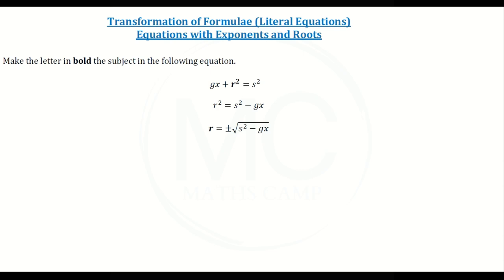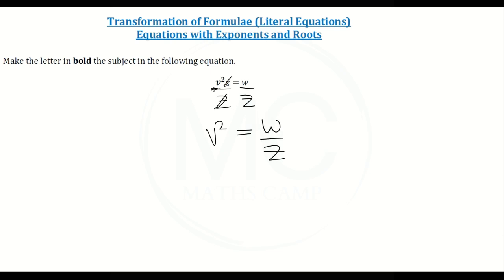Let's do another one. v squared z is equal to w, and v is our bold letter. But we want v by itself. We don't want the z. So let's divide both sides by z. Over z over here, and over z on the right. On the left, the z's will cancel, and we have v squared is equal to w over z.